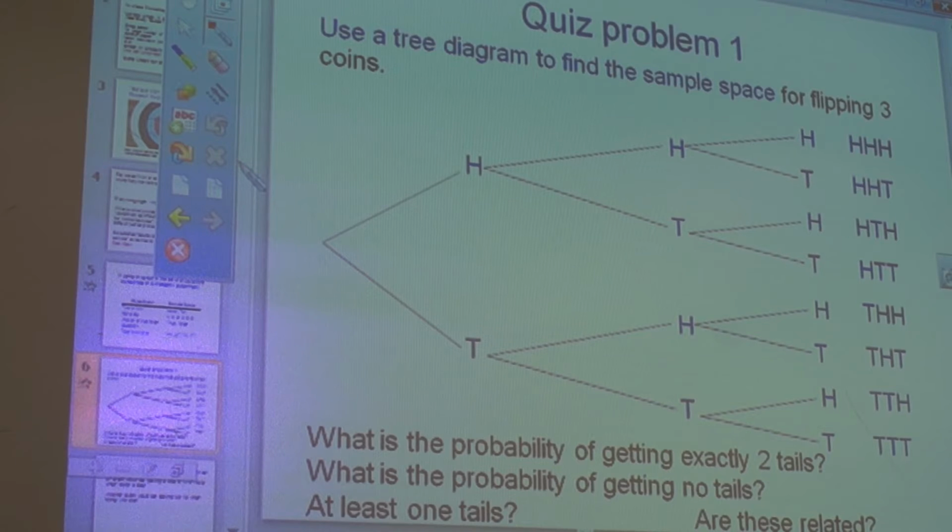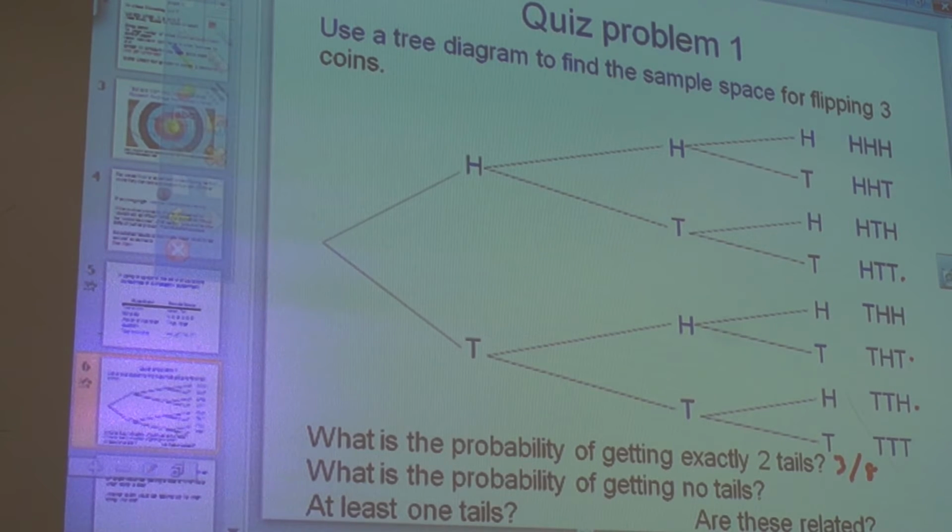What is the probability of getting exactly 2 tails? Not at least 2 tails, not more than 1 tail, exactly 2. Not 1, not 3, not 0, exactly 2. 3 out of 8, right? Because there's 3 of them. 1, 2, 3 successes out of 8 possible, right? There's 8 of them. Good?